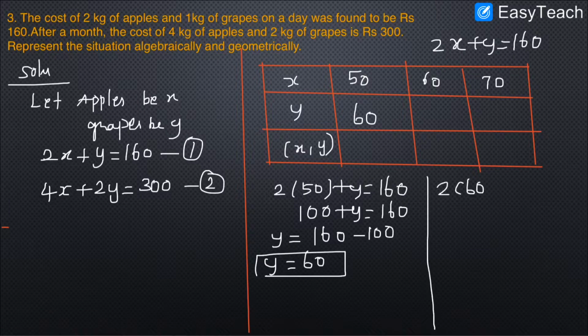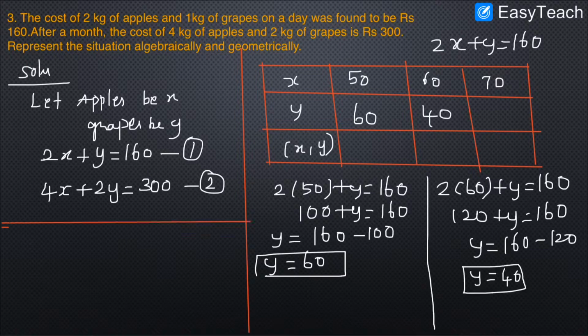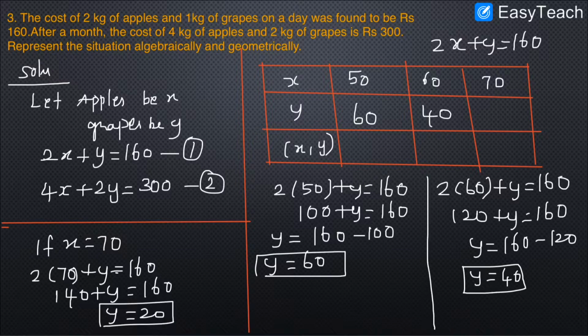For 60, I substitute the value 60 in the equation. So 120 plus y equals 160 and y equals 160 minus 120. I got y equals 40. If x equals 70, 2 into 70 is 140, so I get y equals 20. So this is our vertices: 50, 60; 60, 40; and 70, 20.